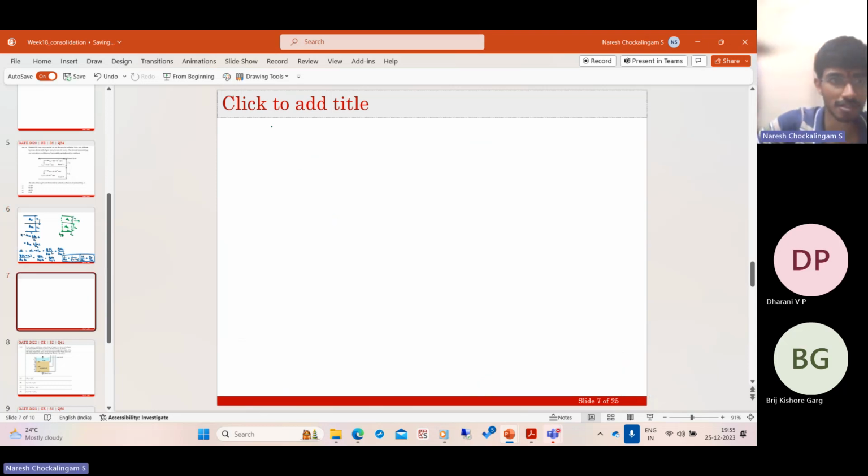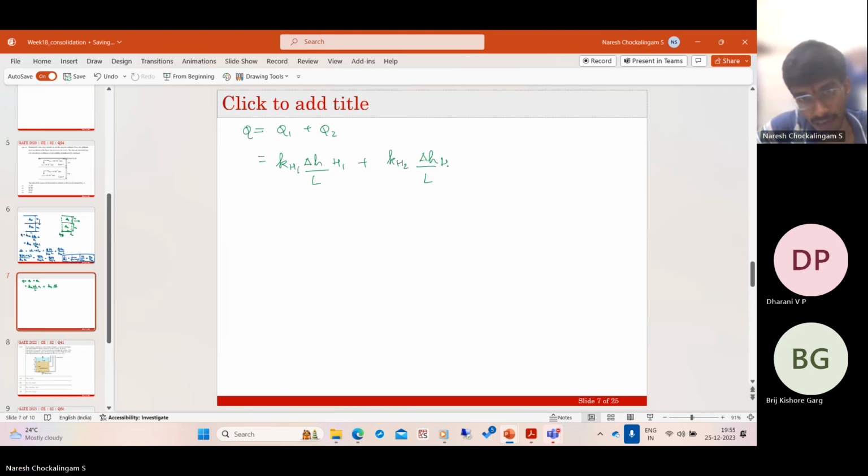So here both the soils are subjected to the same loss of head. So delta H is the same, but the flow rates are different. So the total flow is Q1 plus Q2. Now by Darcy's law, it is KH1 into the head loss, which is delta H, by the length of the flow, which is L, that doesn't change, but the area of cross section changes, which is H1, plus KH2 delta H by L H2.